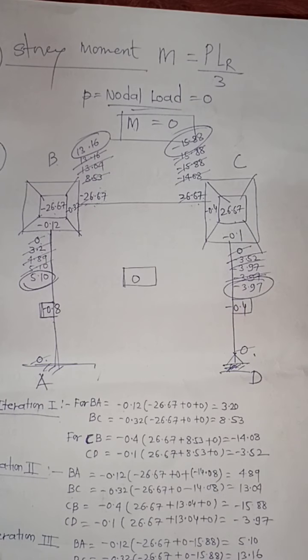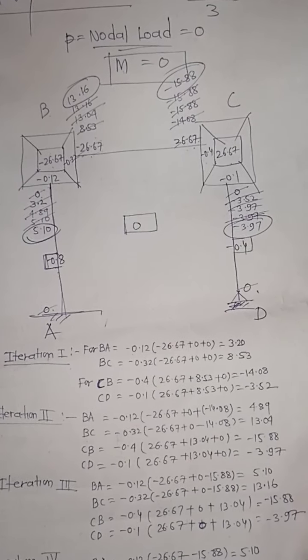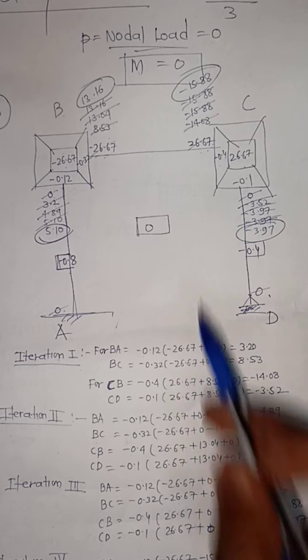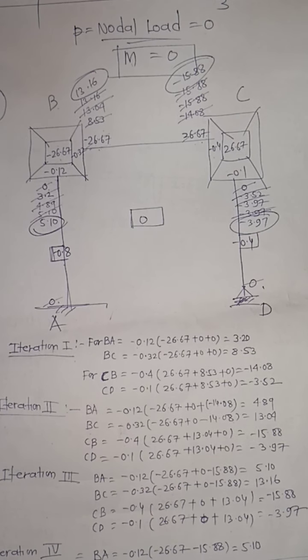Now what we have to do is perform the 3 iteration cycle. Okay, 3 iteration cycle we have to perform. The procedure is there already. We have done this type of iteration process in our first numerical, so you just refer to that numerical.